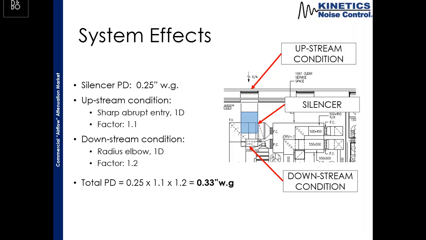So when we put this all together, we have the ideal silencer pressure drop of 0.25, the inlet condition factor, and the outlet condition factor. When we put that all together, we end up with a silencer that actually has a pressure drop of 0.33 inches of water gauge. That's the installed pressure drop. So you do see that where the silencer is installed does have an impact on the overall installed pressure drop of the silencer.